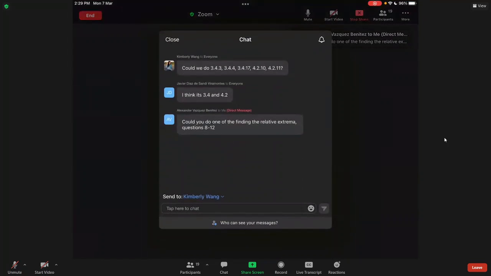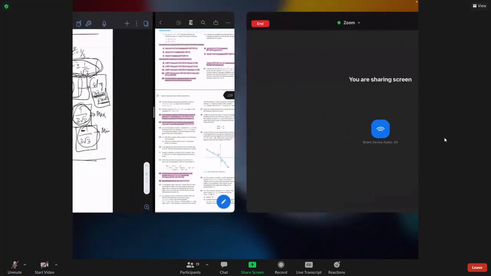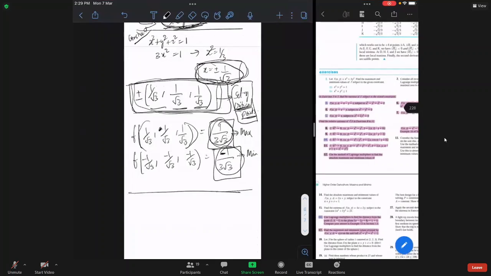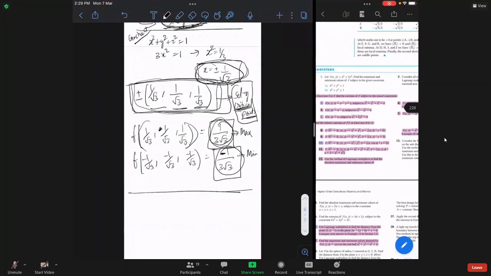Okay, could you do one of the finding the relative extrema problems? Okay, yeah, we can do that. Let us do problem 8 to 11, right? Let me just see which problem can be. Okay, let's do problem 11 actually.